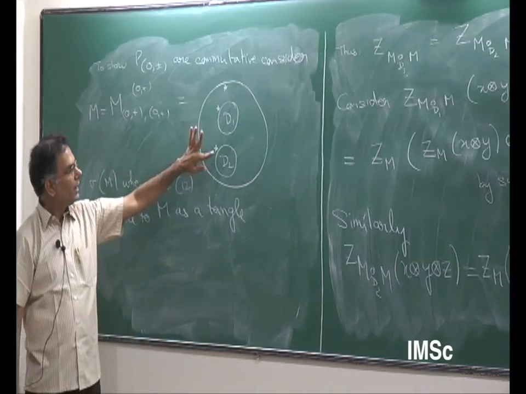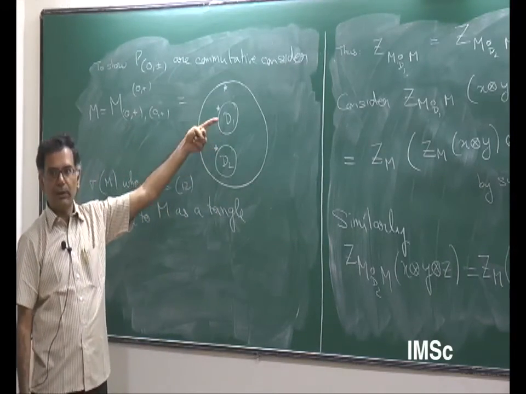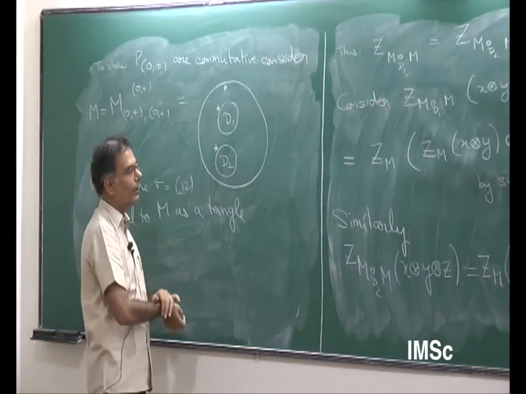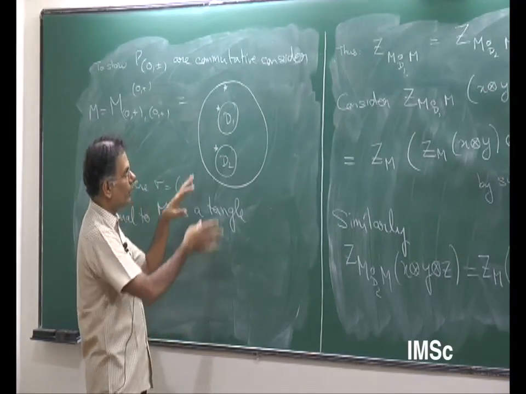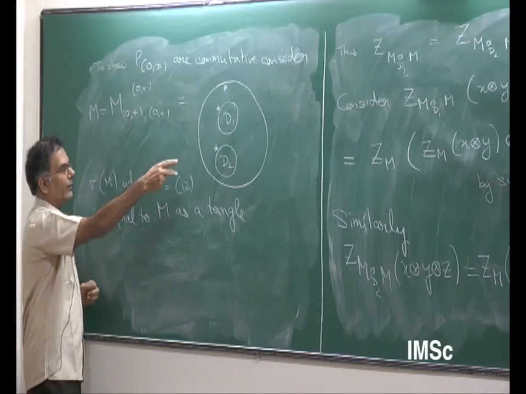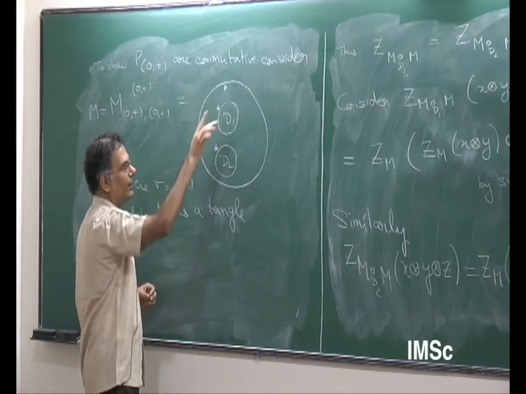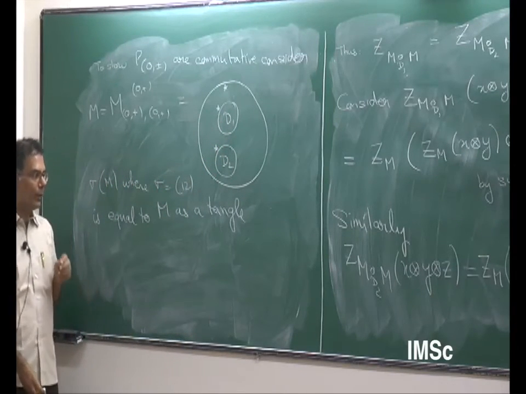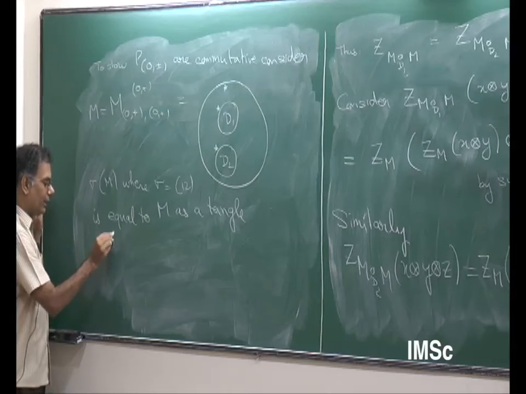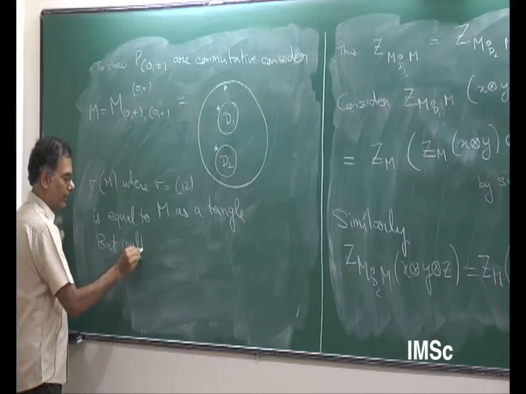That is, sigma of m is the same one with 1 and 2 interchanged, but then I can rotate it, and that's an orientation preserving diffeomorphism of R2, and then get it equal to m. So sigma of m, whether I have 1, 2 here or 2, 1 there, it's the same tangle. So there's only one tangle.